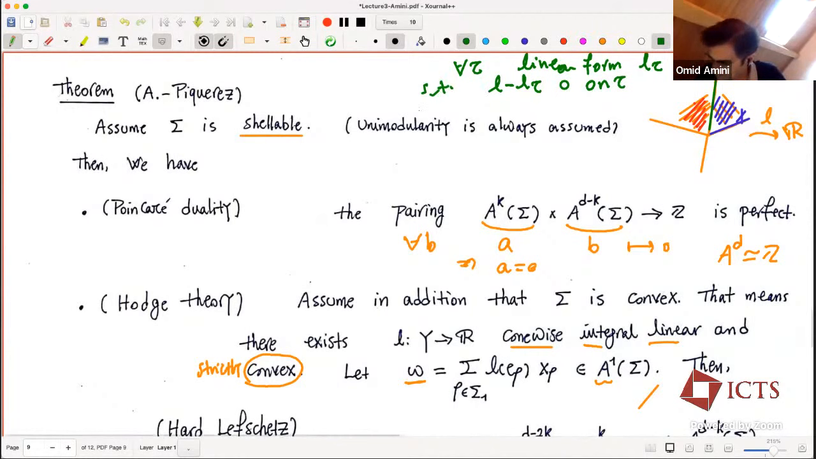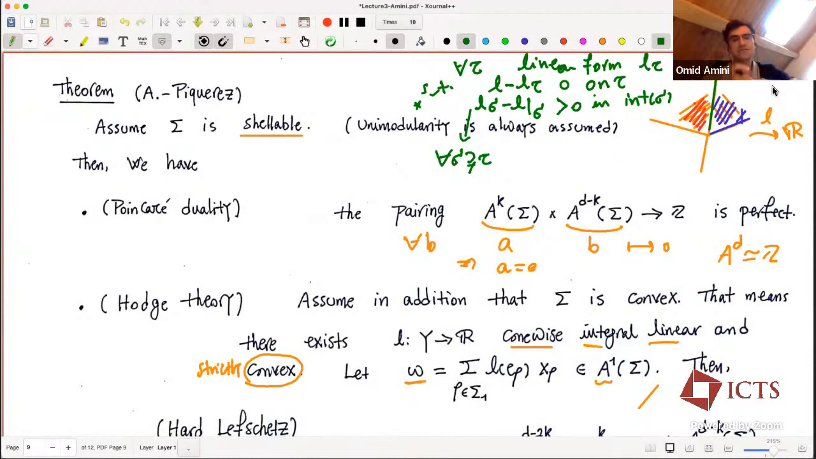And the convexity requires that if you look at L restricted to sigma minus this linear form restricted to sigma, then this is strictly positive in the interior of sigma, and this for any sigma containing tau as a face. So it means that by using linear forms which have the same restriction to tau, you modify your function L. Around tau, you can make the function zero on tau and strictly positive on everything you see around tau. Is it clear?